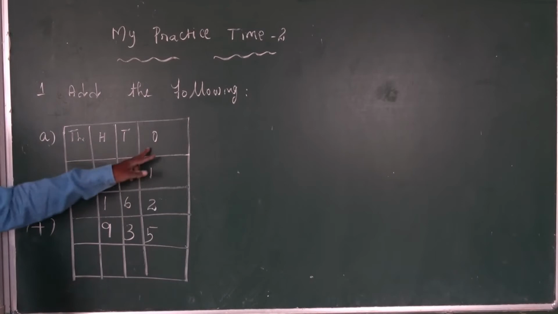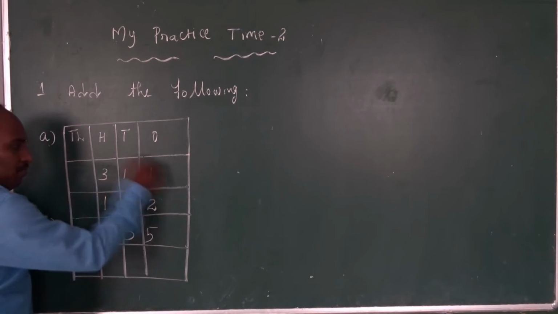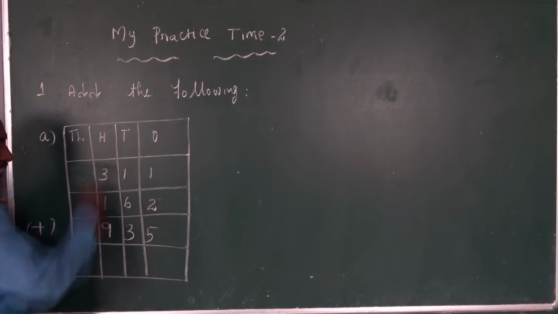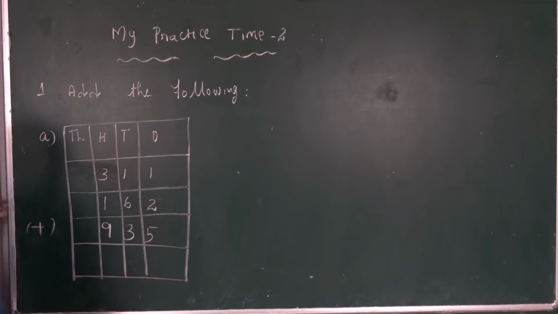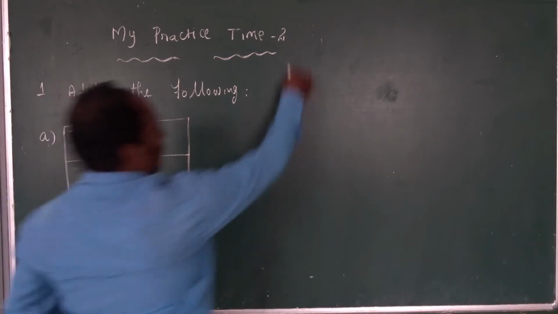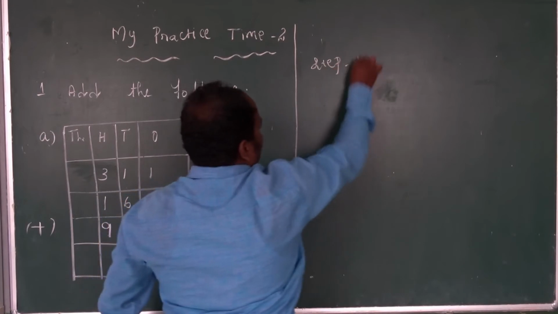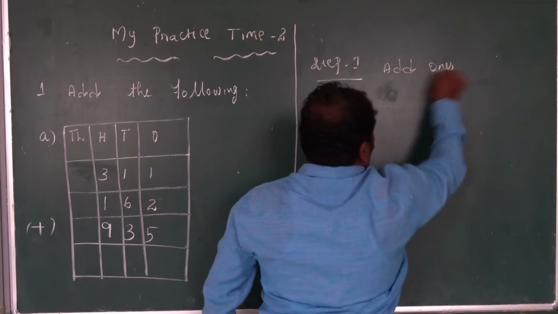Listen here, ones, tens, hundreds and thousands. Now we have three-digit numbers. Step 1. First we have ones place.